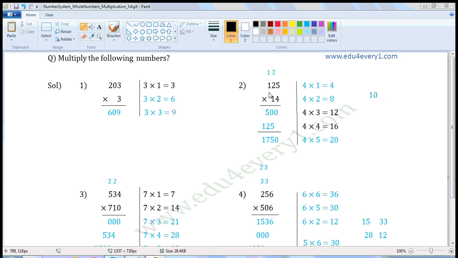Now we have to multiply 4 with 1. 4 into 1 is 4. Add the carry 1 to it. It becomes 5. So write 5 here. Now we have to multiply 125 with 1.